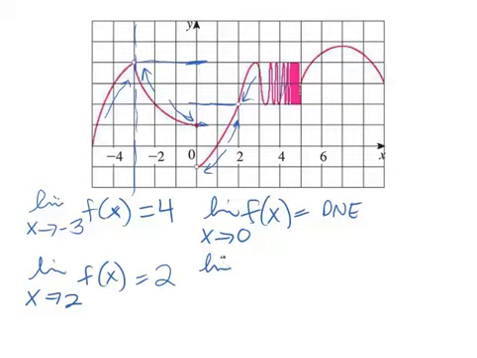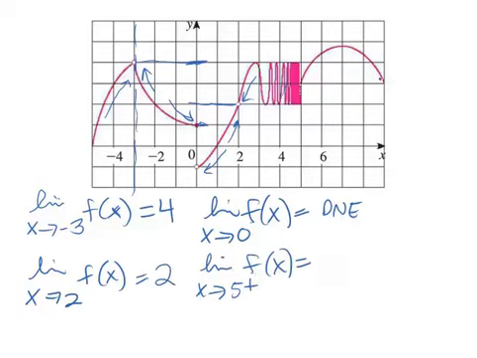Now let's look at the limit as x approaches 5 from the right hand side. So this is a one-sided limit, a right hand limit because of the plus here. So as we approach this x value of 5 from the right hand side, we see we are approaching a function value of 3.